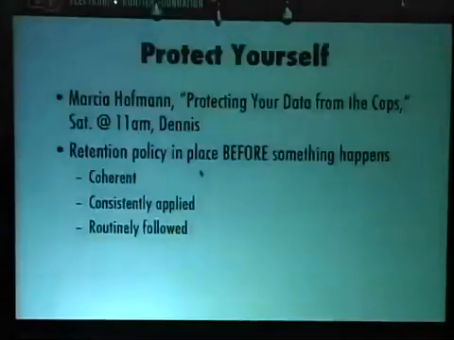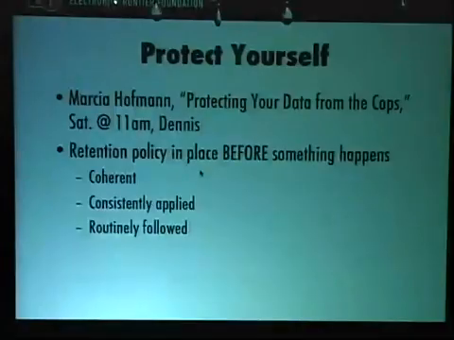It has to be coherent, consistently applied, and routinely followed, okay? What good is a retention policy? Well, what a retention policy is going to do is it's going to negate, or at least counter, any argument that the reason you destroyed something was because you're intending to obstruct justice, or you're anticipating that you're going to be obstructing some future proceeding that could potentially happen.